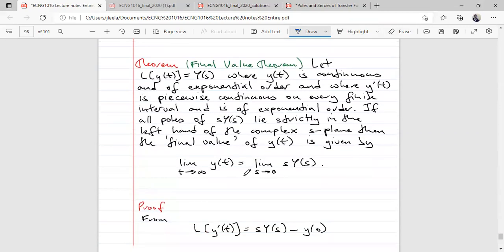So now we're looking at the final value theorem. Any questions on the initial value theorem before I continue?